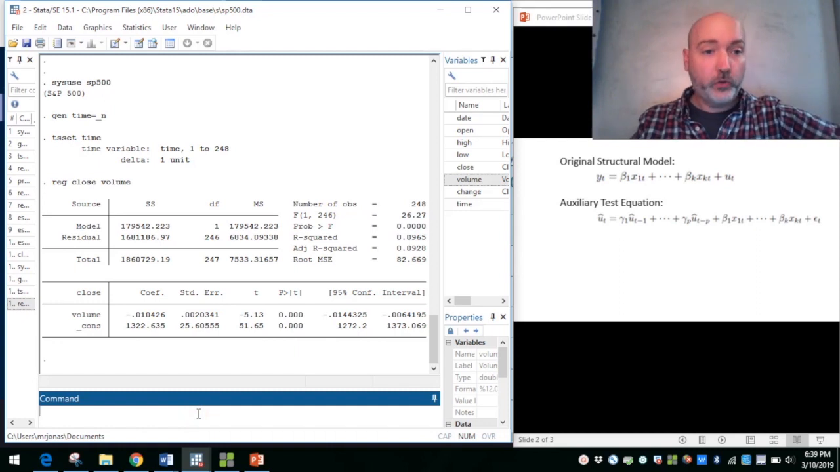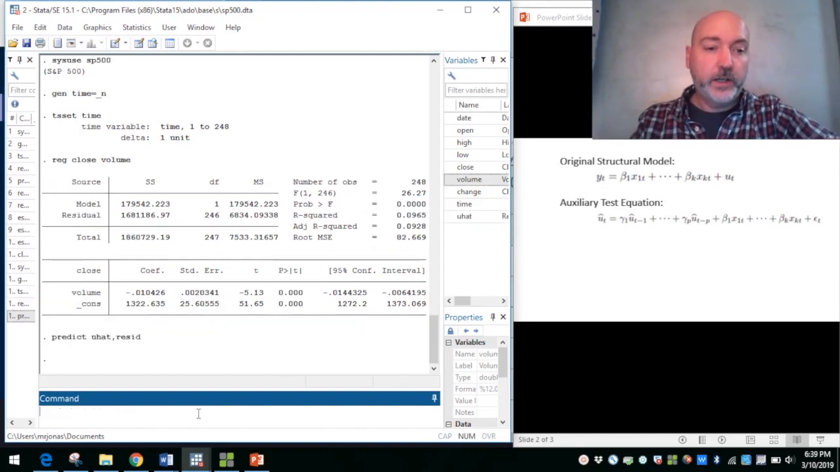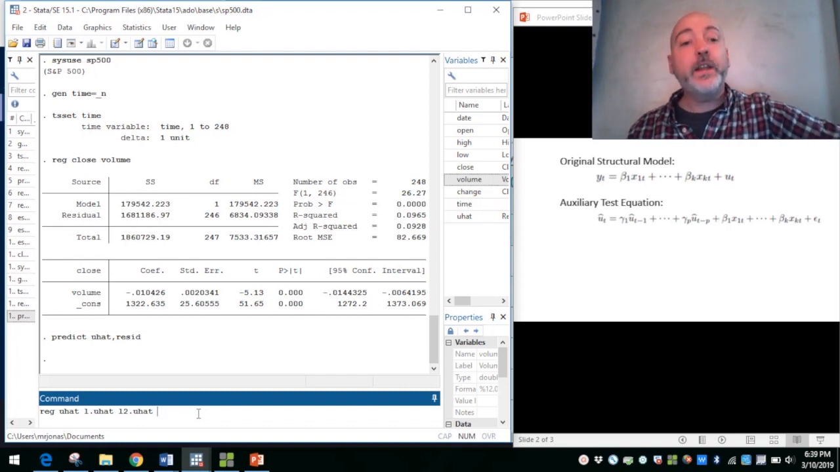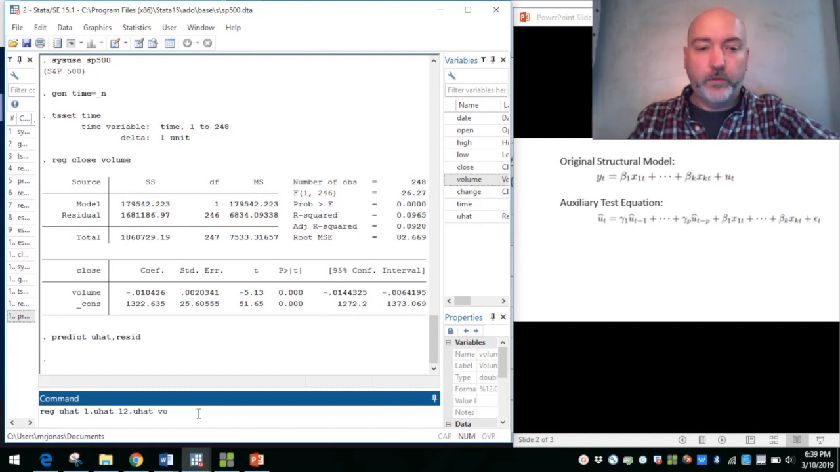Following our structural model, the S&P close as a function of volume, let's predict the residual. So let's get a u hat, comma, resid. You'd want to put some thought into this and run multiple specifications, but for the purpose of the example, let's run this with two lags in our Breusch-Godfrey test equation. So we would run an OLS regression of u hat as a function of L.u hat, the first lag, L2.u hat, and then we also want to control for the x variable, in this case the trade volume. Okay, so think about what we've done here.